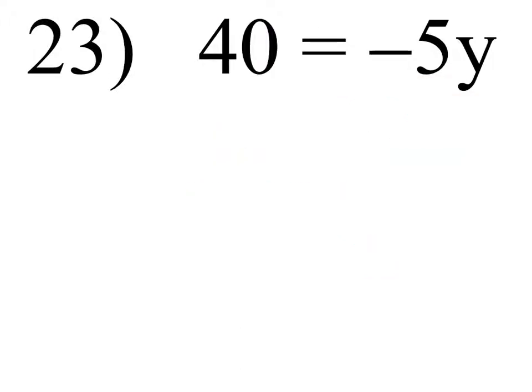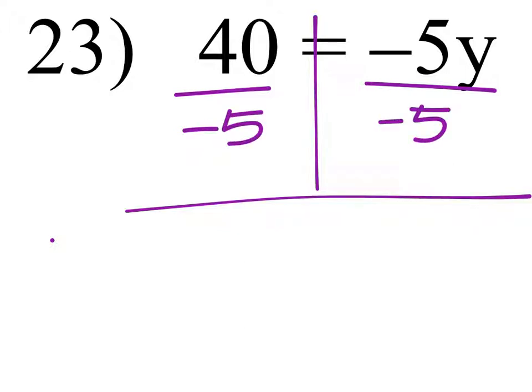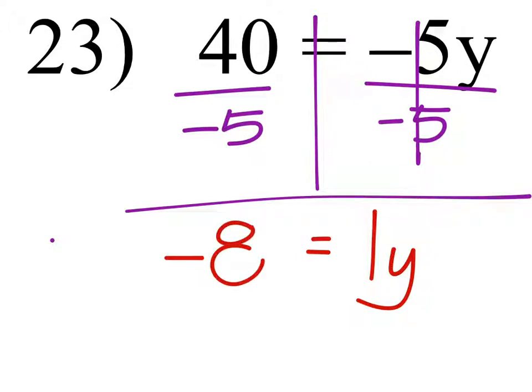Alright, 23. Additive inverse or inverse ops? Inverse ops. So what are we going to do? Multiply or divide? Divide both sides by negative 5. So negative 5 divided by negative 5 is 1. So that gives us the 1y, which is what we want. And what's 40 divided by negative 5? Negative 8. So we get y equals negative 8. That's it.